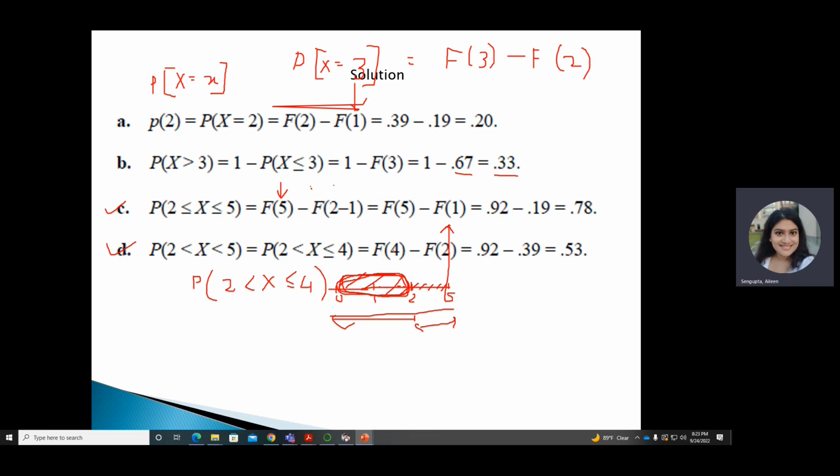We'll do more problems on that to specify the range. And for this guy, what you have is the range of 2. Anything beyond 2 is fine. But what about beyond 5? How do you restrict that range? Anything that is up to 4 and not reaching exactly that limit of 5. That is why it's f of 4 minus f of 2.